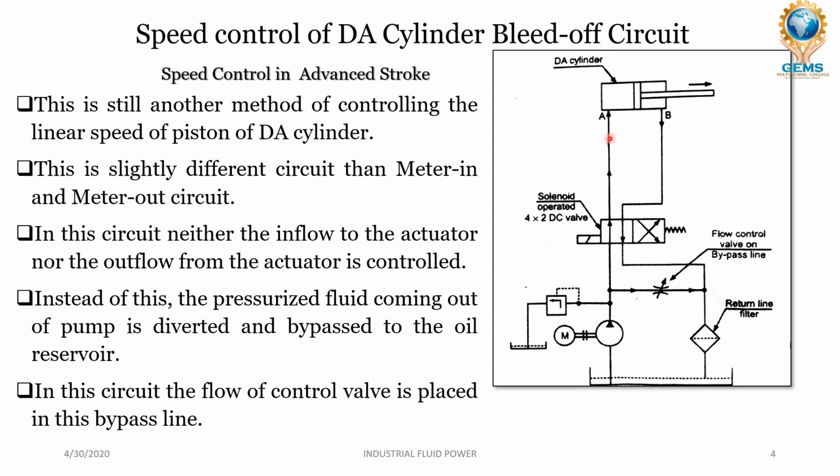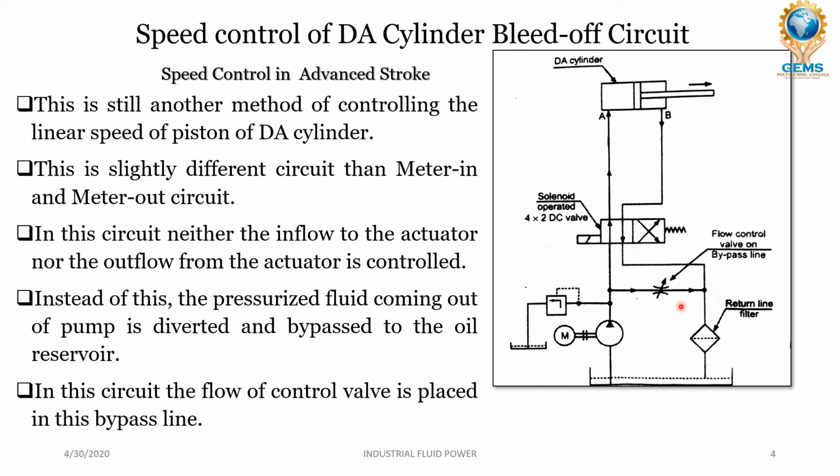Here in meter in circuit, the flow control valve is at the inlet of the actuator, and in meter out circuit, the flow control valve is at the outlet of the actuator. But instead of this, the pressurized fluid coming out of the pump is diverted and bypassed to the oil reservoir in bleed off circuit. The pressurized fluid coming out from the pump is directly going to the DC valve and to the actuator. But here after the pump, it is diverted from here and bypassed to the reservoir, the oil reservoir.